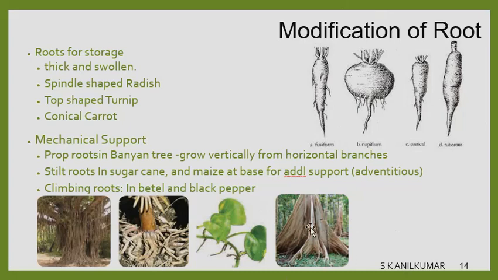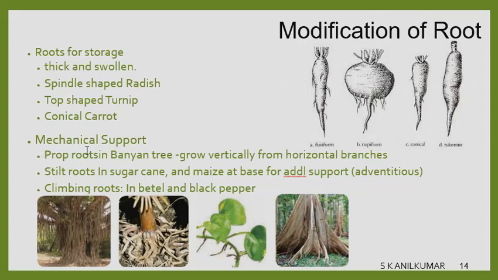Either the root becomes stronger, or the root spreads out on the surface, not in the soil but above the soil, or it becomes tendrils as a climber, or it comes down from the branches to the ground as additional support. These are the modifications of the root. It becomes thick and swollen. There is a spindle shaped radish, a top shaped turnip, or a conical carrot. So different shapes of root modification happen, all for the storage of food. How do they store food? They become thick and swollen.